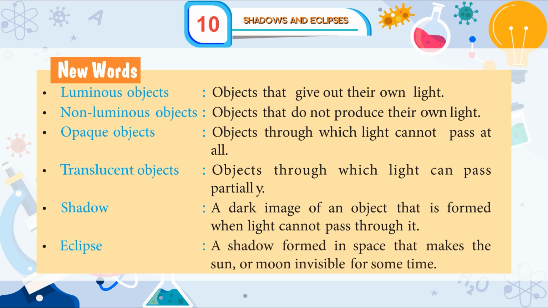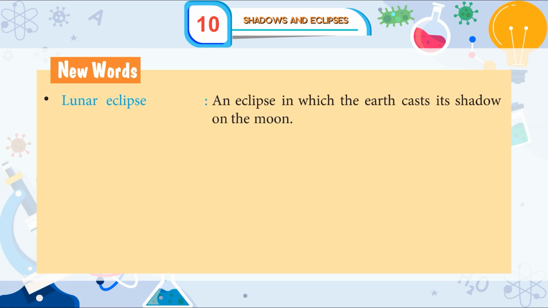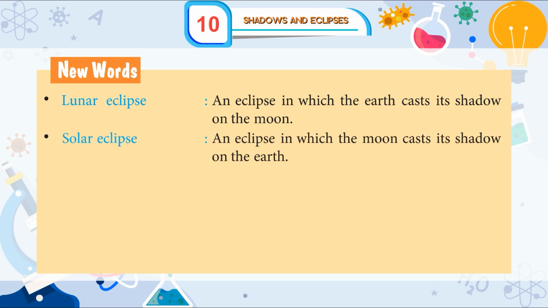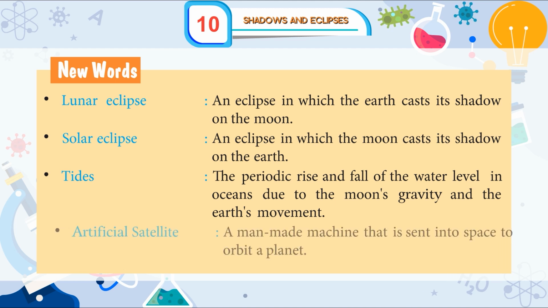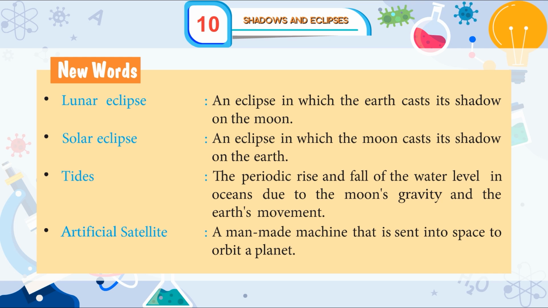Eclipse, a shadow formed in space that makes the sun or moon invisible for some time. Lunar eclipse, an eclipse in which the earth casts its shadow on the moon. Solar eclipse, an eclipse in which the moon casts its shadow on the earth. Tides, the periodic rise and fall of the water level in oceans due to the moon's gravity and the earth's movement. Artificial satellite, a man-made machine that is sent into space to orbit a planet.